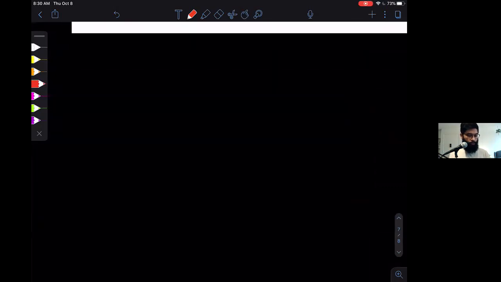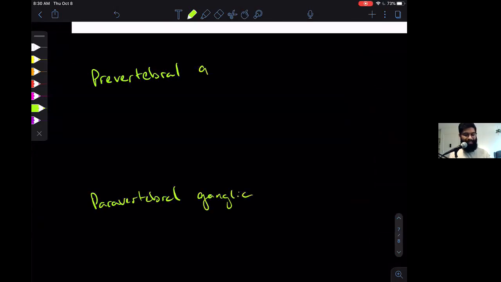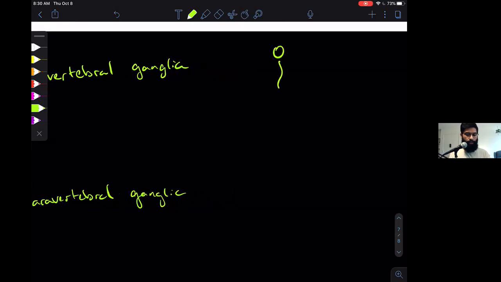Right? So it's going to be called your prevertebral and your paravertebral ganglia. And just to reiterate, ganglia is just the site at which you're going to have a preganglionic neuron go and synapse onto a postganglionic neuron.